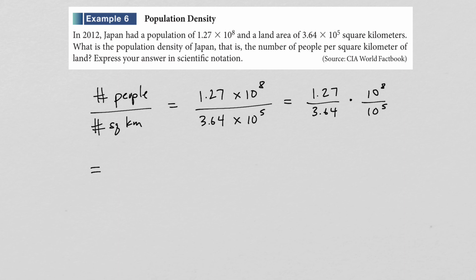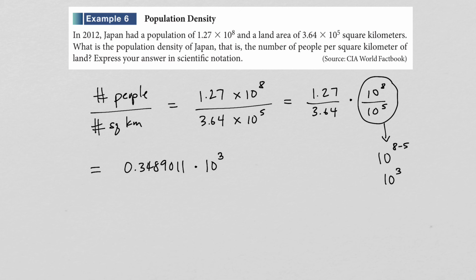And if you do that, you get 0.3489011. And then for the second part, we have 10 to the 8th divided by 10 to the 5th. To do this, we use properties of exponents, and that's going to be 10 to the 8 minus 5, which is 10 to the 3rd power. Now, this number is not quite in scientific notation. And another thing is, notice that in the beginning, we only had 3 significant digits here. So we're going to go ahead and round this to 3 significant digits.